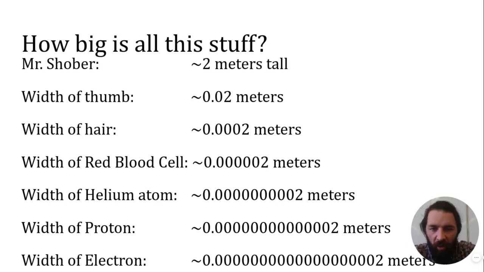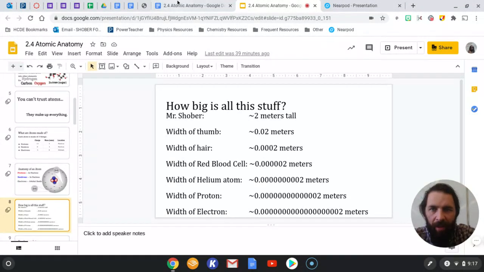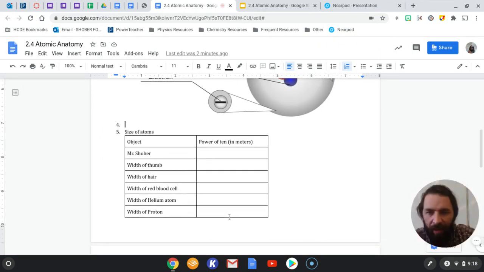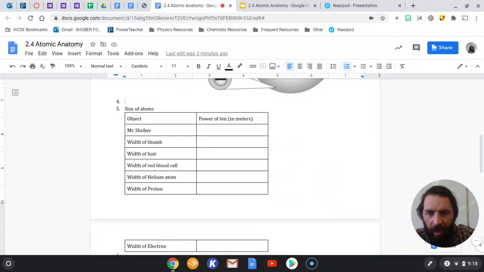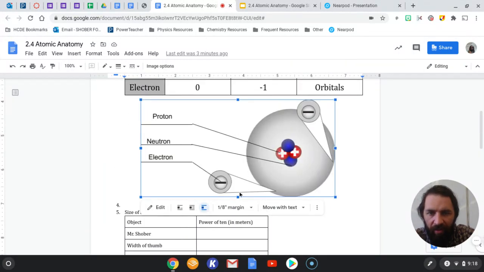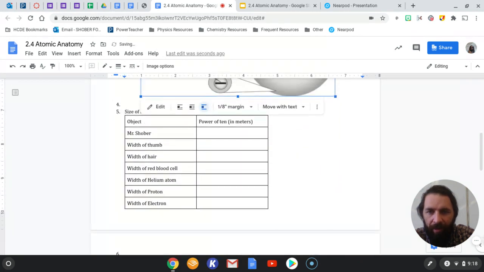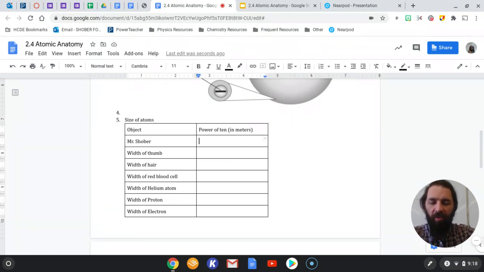Okay, so now what we're going to do, we're going to have to flip back and forth here a little bit, but it might be easier with me telling you here. On our next little bit here, this is number 5, number 4 was labeling the atom. We're going to use some powers of 10. I'm going to squish this just a little bit so that, there we go.